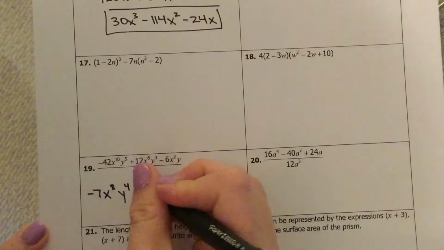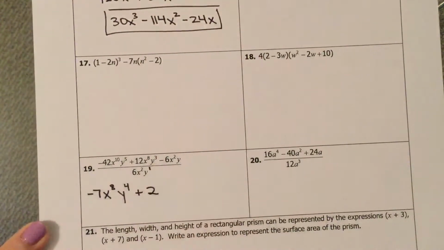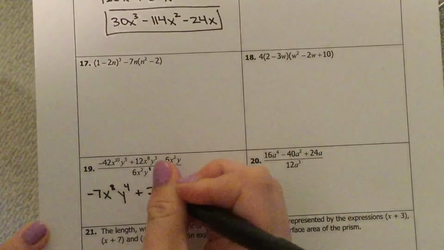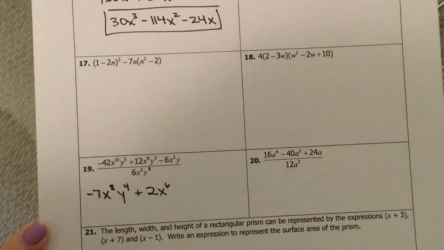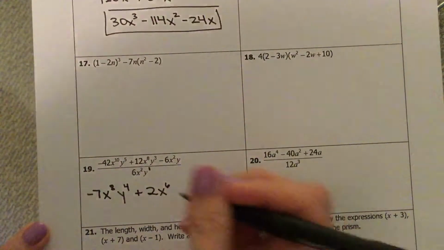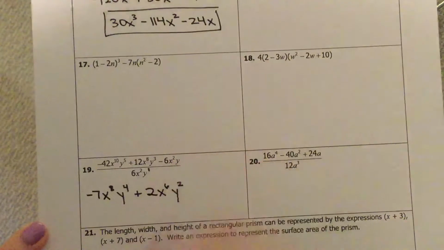Next term, plus, we're going to do the exact same thing for these two. So 12 divided by 6 is 2. x to the 8th divided by x to the 2nd. Subtract the exponents, we get x to the 6th. And the y is y cubed divided by y. Subtract to get y to the 2nd.